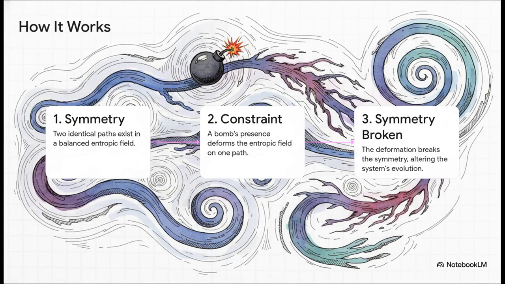So here's how it plays out in 3 steps. First, you start with a symmetrical system. Think of our 2 identical paths existing in a nice balanced entropic field. Then, step 2, you add a constraint. You put the bomb there. Its presence actually deforms that field, but only along its path. And finally, step 3, that deformation is what makes the paths distinguishable. And that broken symmetry is everything. It changes how the whole system evolves from that point on.